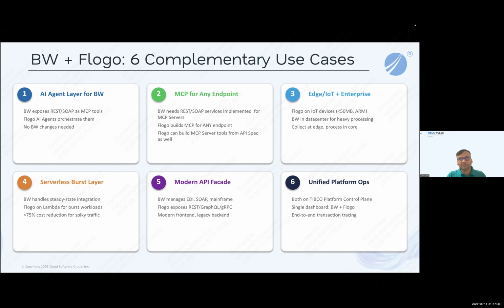And same thing in Flogo, you can build any endpoint. You can build modern API facades with Flogo, where BW can talk to your legacy backend systems and Flogo exposes them via REST, GraphQL, or gRPC, right? So these are various use cases where you can use both Flogo and BW together. You don't have to rip and replace your existing investments.